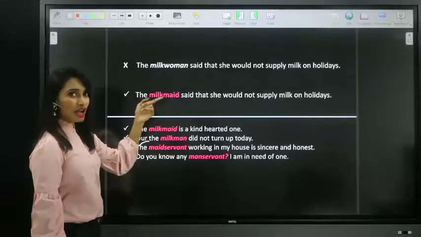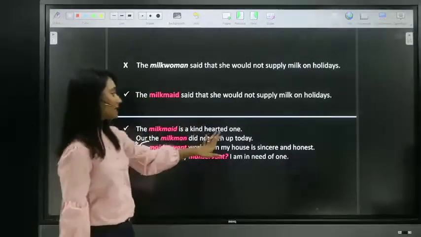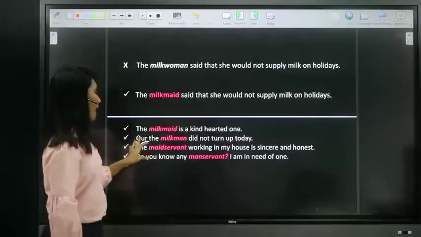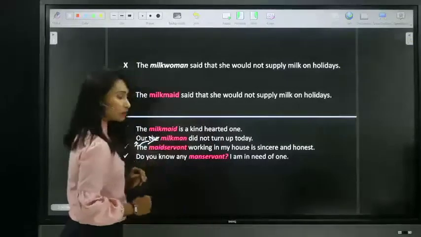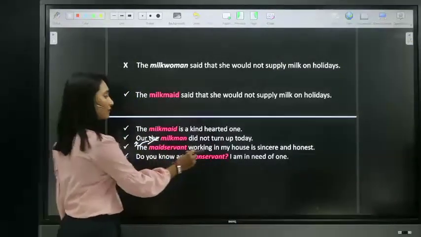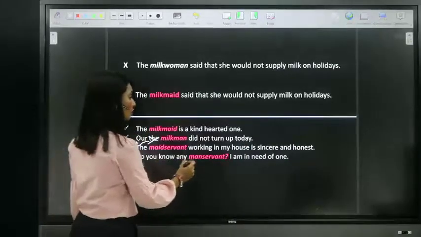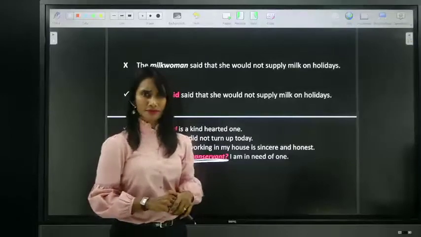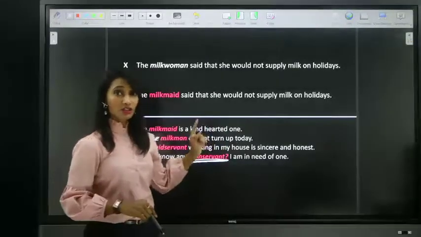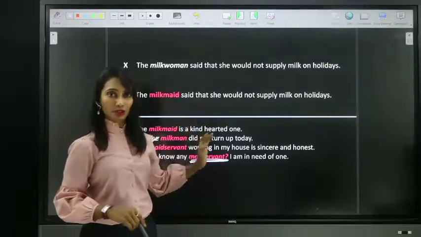So we do not have milk women. Look at these examples. The milkmaid is a kind-hearted one. Our milkman did not turn up today. The maid servant working in my house is sincere and honest. Do you know any man servant? I'm in need of one. So I hope it is clear. Gender distinction, whenever it is clear, we have to use the particular one.